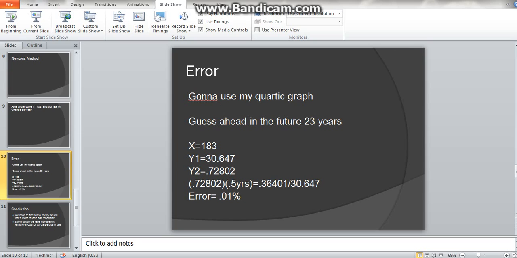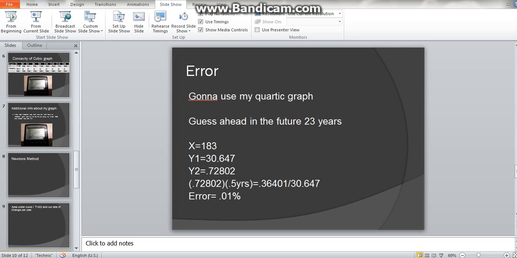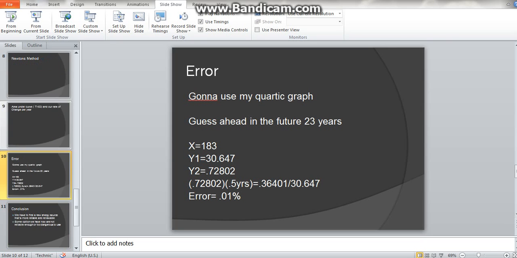X equals 183 years after 1850. To calculate our error, we multiply y2 by plus or minus 0.5 years, and then we divide it by y1, and we get a margin of error of 0.01%, which is less than 1%, which is negligible. So that's pretty close to my data.